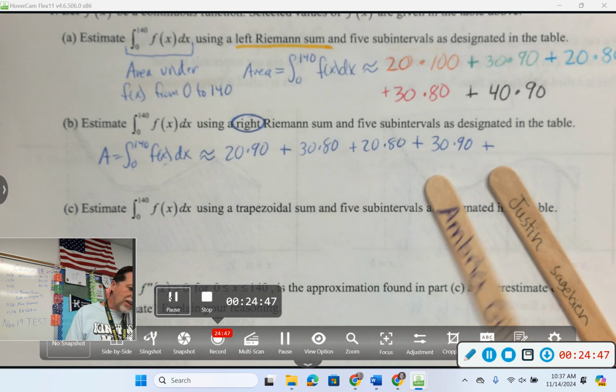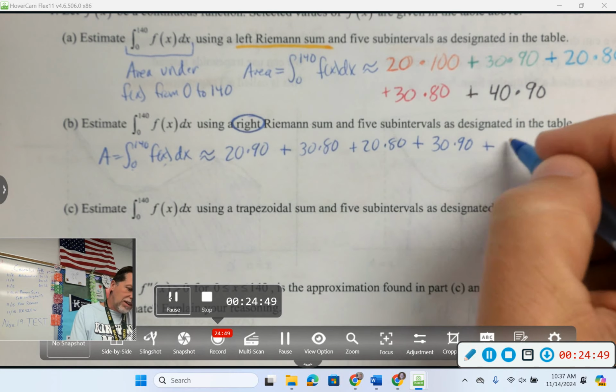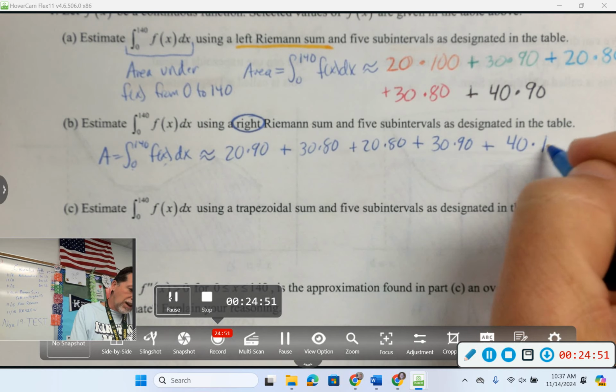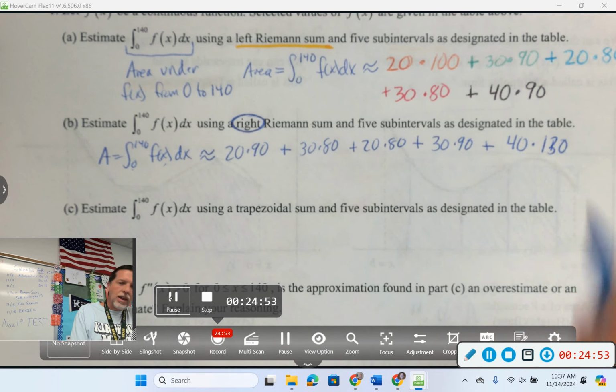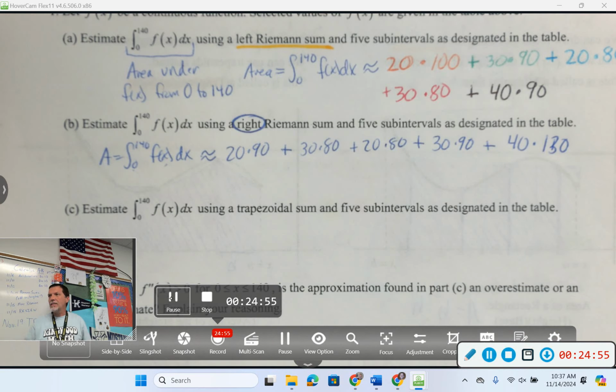That last rectangle? 40 wide, 130 high. 40 times 130. Yep. And then you just leave it like that. You've added up the rectangles. If I or the grader want any more detail, well then we can grab a calculator and figure it out.